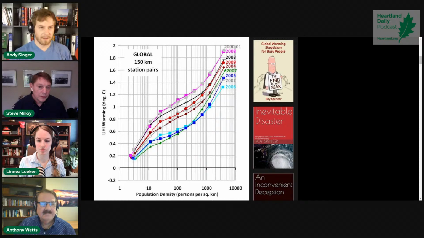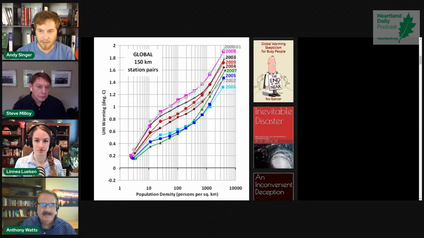Yeah. And then asphalt all over the place. That's a very good surface for holding a large amount of heat and then releasing it later. So yeah, it's this infrastructure that is the most powerful factor in creating these urban heat islands.